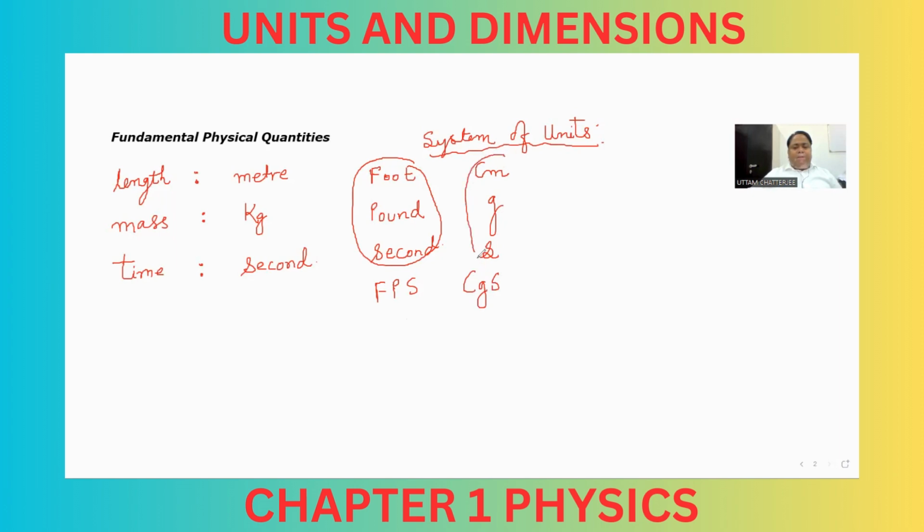Then after that, MKS system came. MKS means meter, kg, and second. It's called as MKS system, where meter is as we have taken earlier, kg is as we have taken earlier, and second is as we have taken earlier. So it is also called as MKS system.